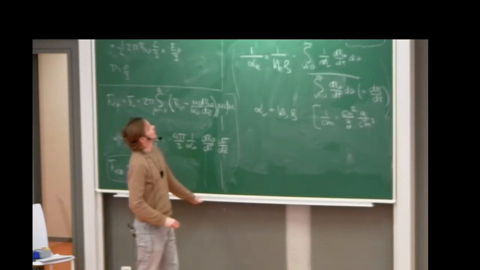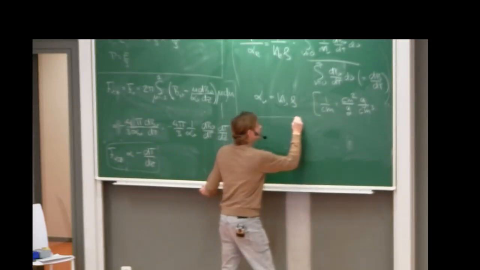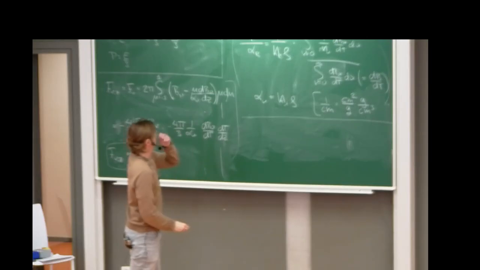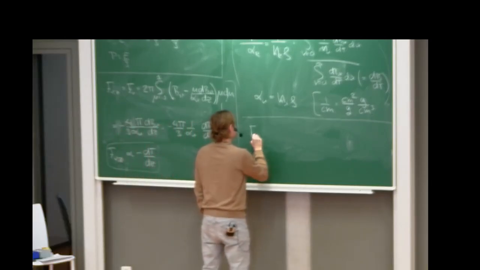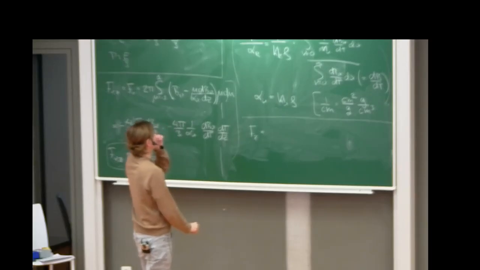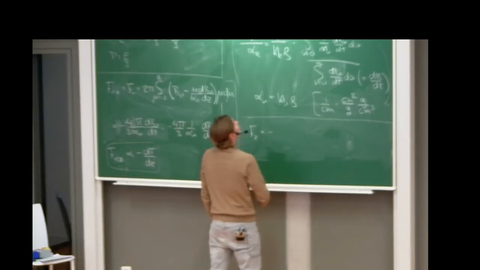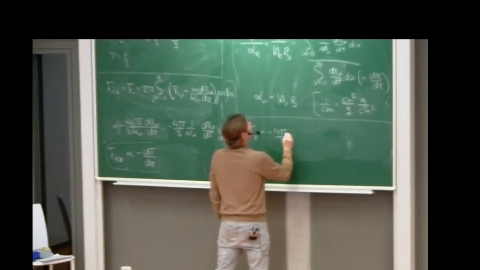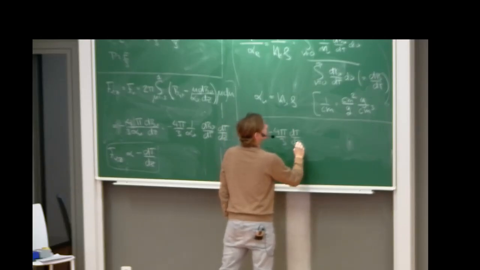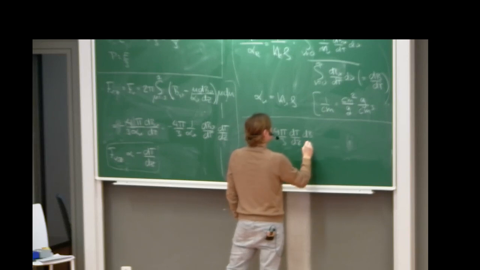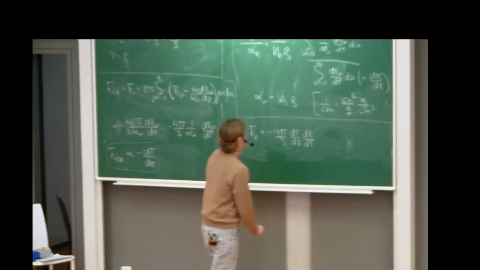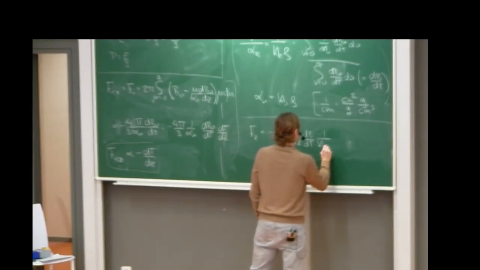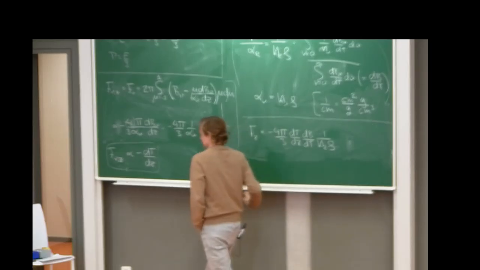All right, so now we can write this indeed as our F_c is minus 4 pi over 3 dT/dz, and then we have the dB/dT here, and we should have 1 over kappa_Ross times the mass density.